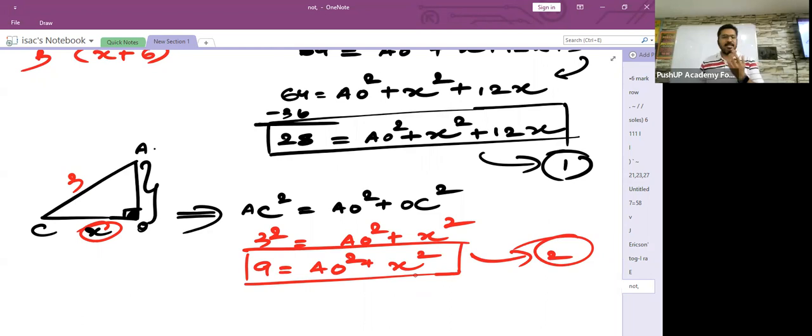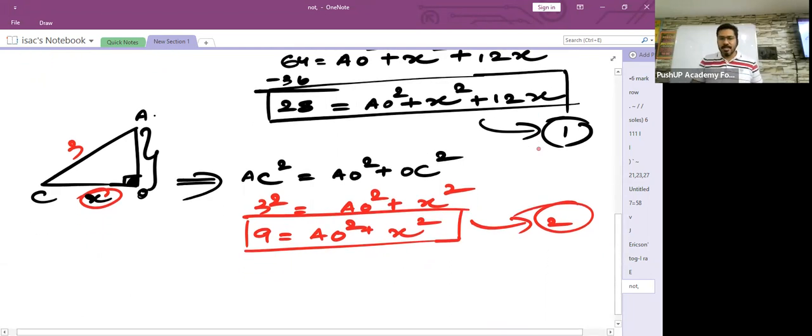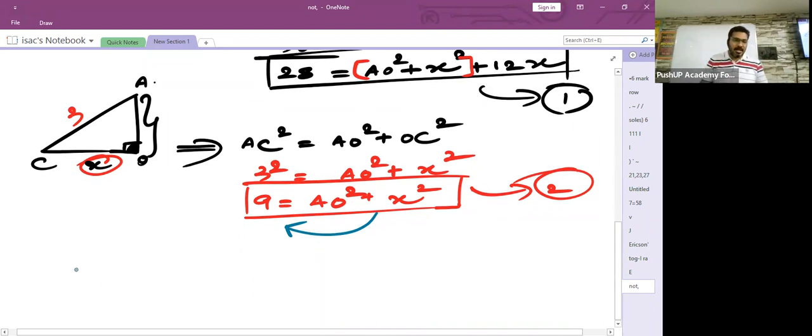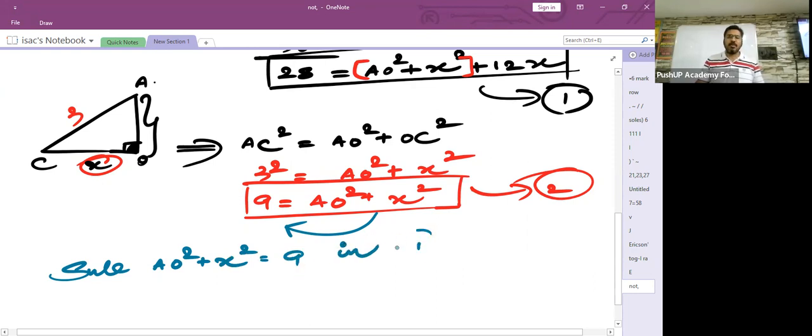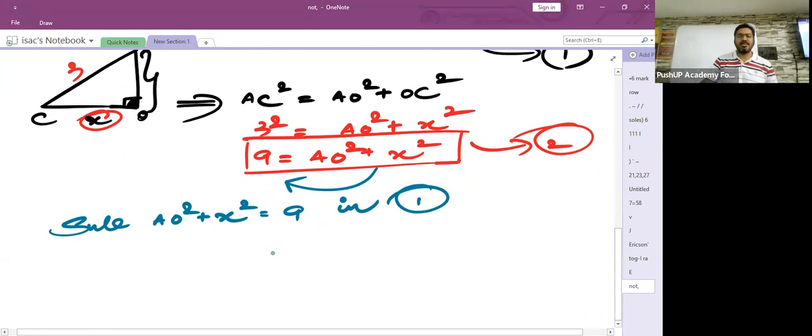Now, children, they are asking us to find the value of X. What we can do is, in the first equation, I want everybody's eyes to be glued on it. What is the first equation? 28 is equal to AO square plus X square plus 12X. But what is the value of AO square plus X square? It is equal to 9, from equation number 2. So children, can't I substitute AO square plus X square as 9 in equation number 1? I can do this, right?